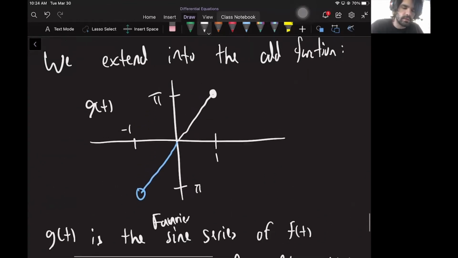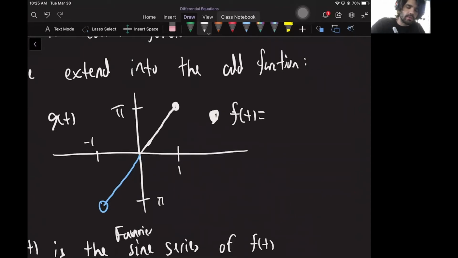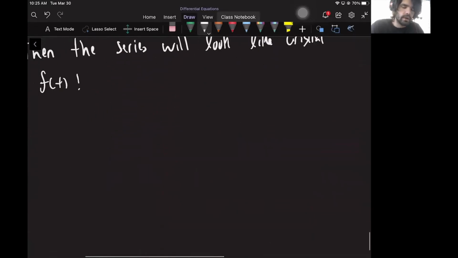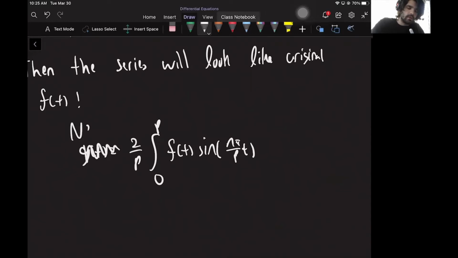Okay, so first of all, what is f of t, or what is g of t here? So f of t is, well, this is a straight line with slope. What's the slope here? m equals pi, because you go over 1, up pi. So pi t is the function that I'm looking at. But now I'm doing it from negative p to p, and I'm just doing the sine terms. So then I get what I wrote earlier, 2 over p, and we know p is pi. I'll plug that in a second. 0 to p f of t sine of n pi over p t. Sorry, so this is the coefficients. This is not the function. So I need these things.